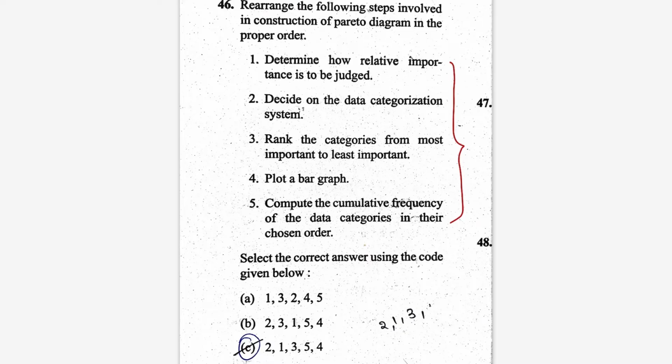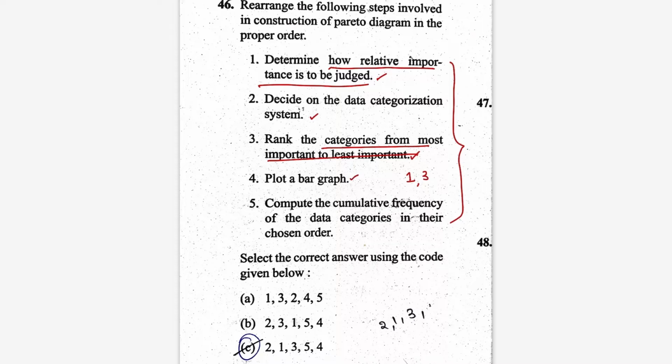So here I'll read the first step. Determine how relative importance is to be judged. Decide on the data categorization system. Rank the categories from most important to least important. See, here we are judging the relative importance, and here we are ranking. So 3 would come next to 1. 1 and 3 would be in this order.